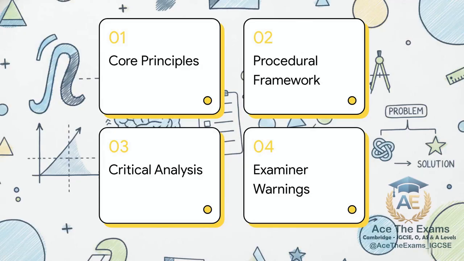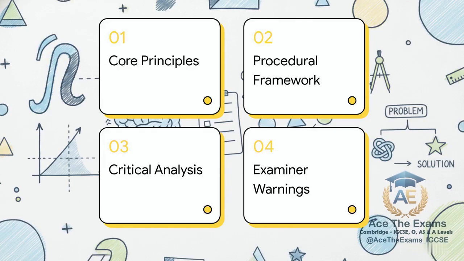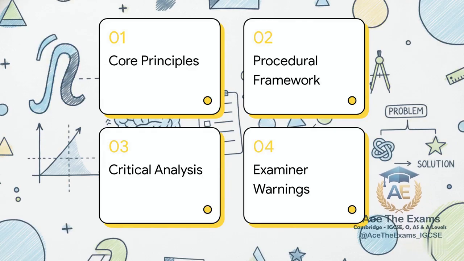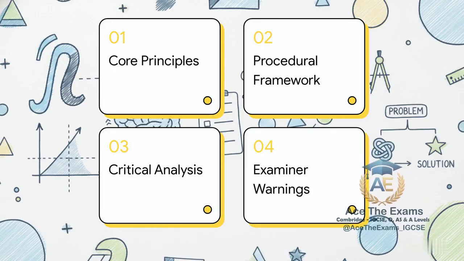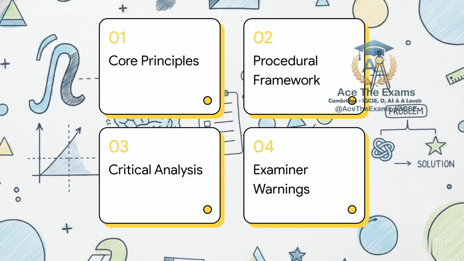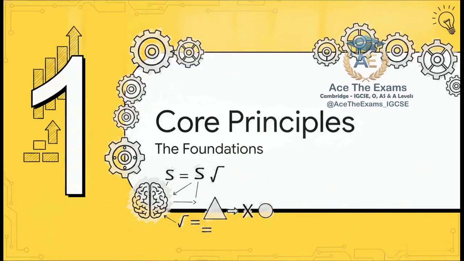To fix that trajectory, we are going to use the ultimate examiner's playbook. We've got a 4-stage flight plan for this explainer. First, core principles. Second, the procedural framework. Third, critical analysis. And fourth, the top examiner warnings. Let's lock it in. Initiating sequence 1.